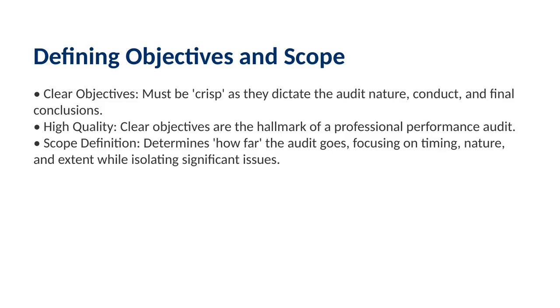Once you have this understanding, you move to defining the objectives and the scope of the audit. Remember, your objectives must be crisp and clear. Why? Because they dictate the nature of the audit, how it's conducted, and ultimately, the conclusions you reach. Clear objectives are the hallmark of a high-quality performance audit. While the objectives tell you what you want to achieve, the scope tells you how far you will go. It constricts the audit to significant issues and focuses on the timing, nature, and extent of your work.